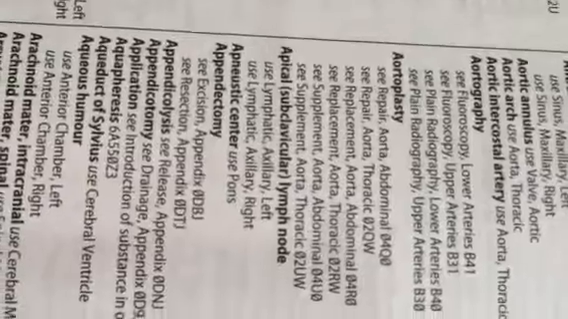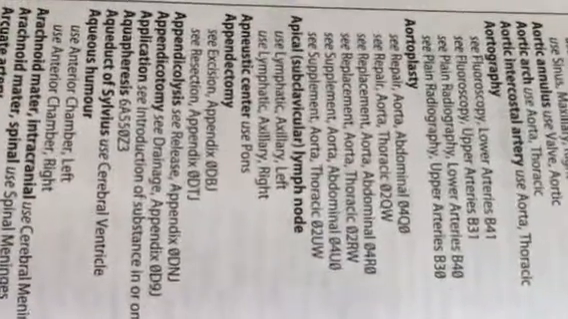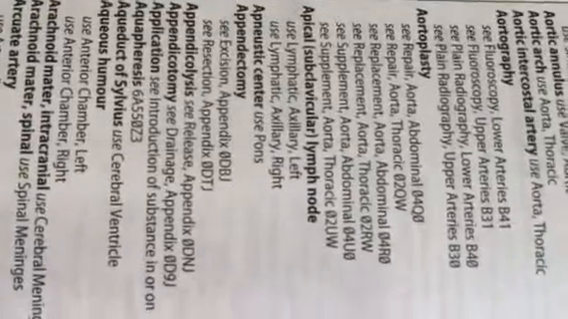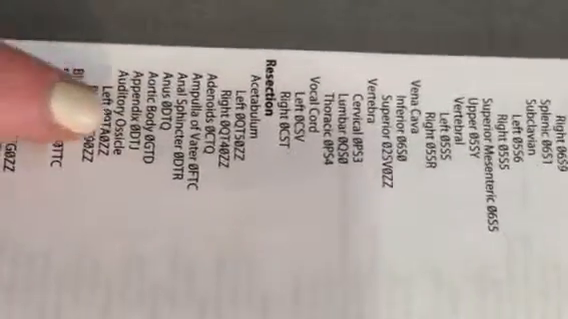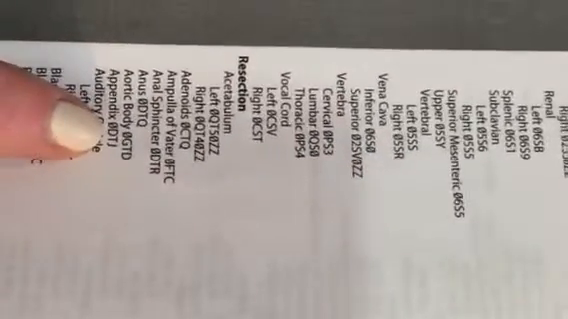So let's pretend that we're doing a resection of the appendix. Right here it tells us the first four characters are 0DTJ. For practice, you could also look up the word resection and then find the subterm appendix as well. And it will give you sometimes some additional options to choose from. Other times it will give you that same information, 0DTJ.